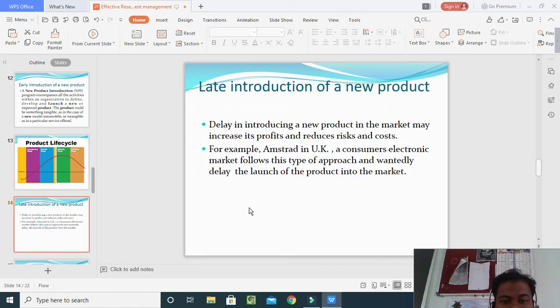Now coming to the late introduction of a new product. A delay in introducing a new product in the market may increase its profit and reduce risks and cost.